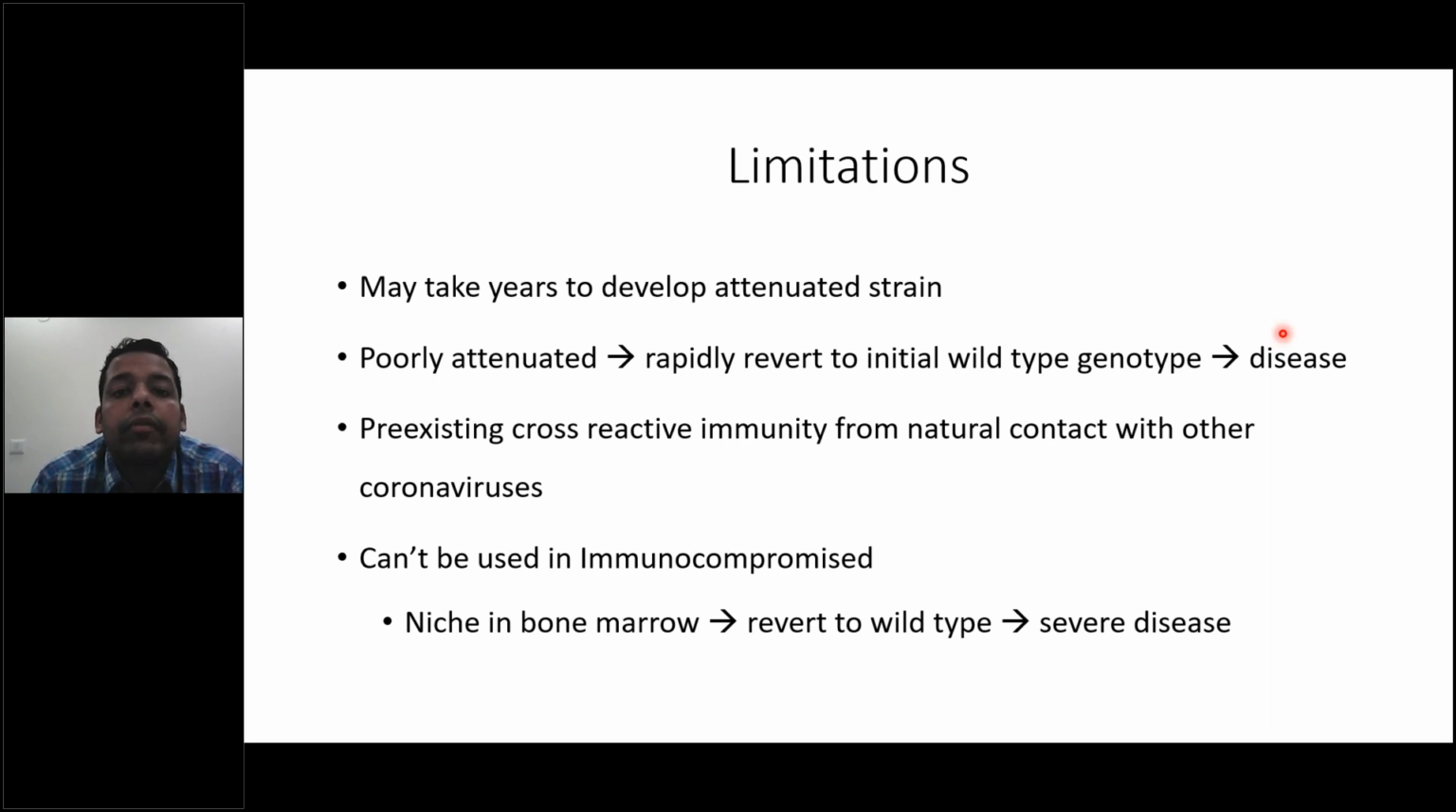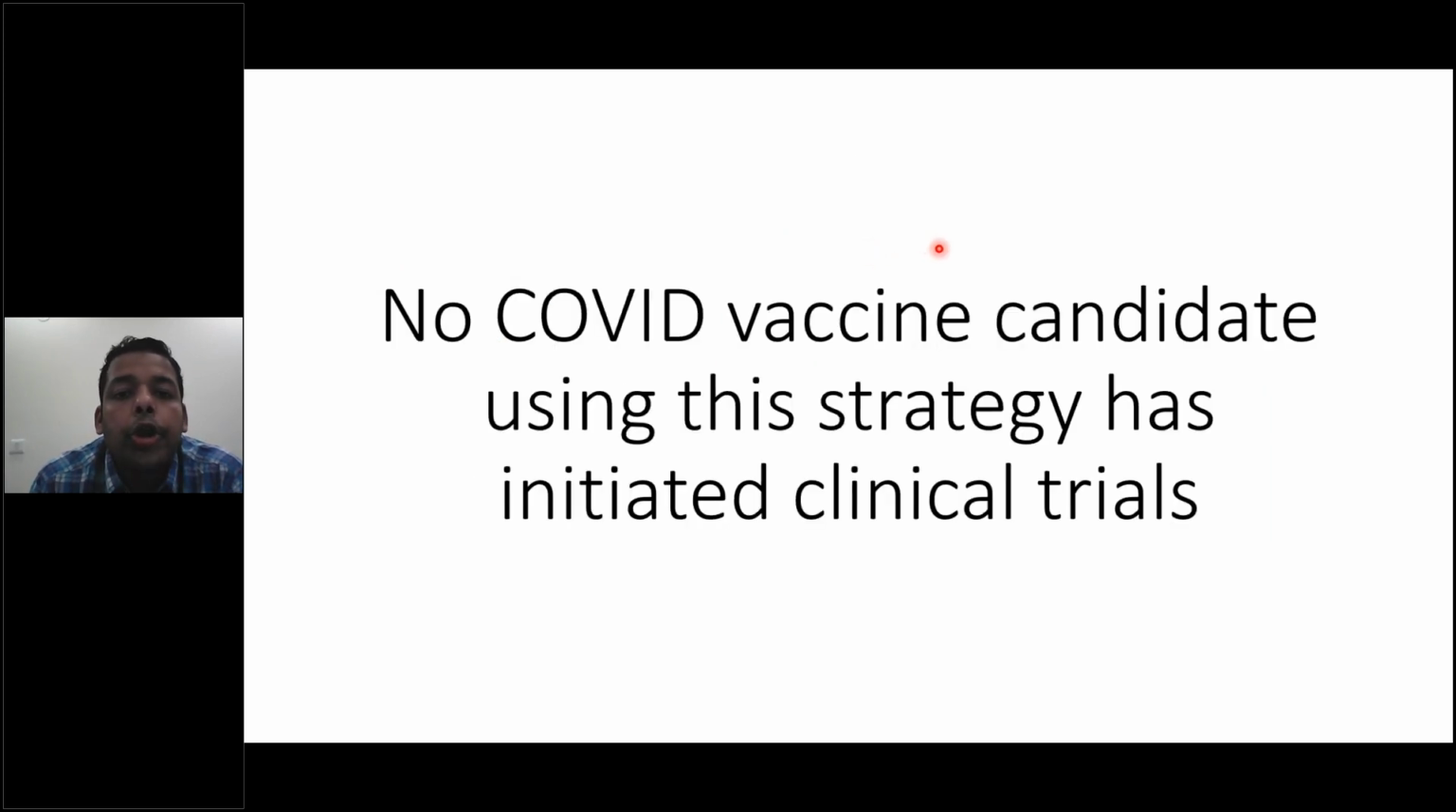So because of the time-based limitation, no COVID vaccine candidate using this strategy has initiated clinical trials, because it has only been around 1.5 or 2 years since the COVID disease started. So no virus has been attenuated to an extent that it may be used in vaccines.